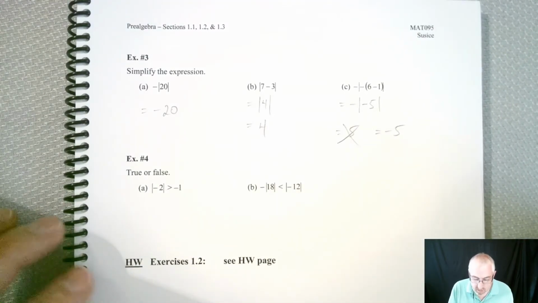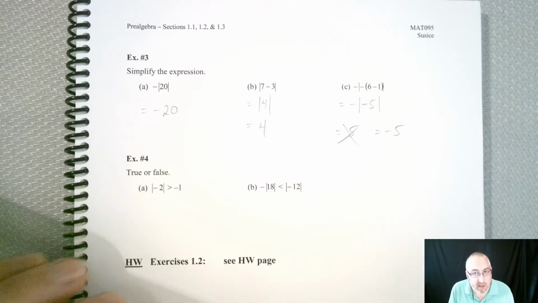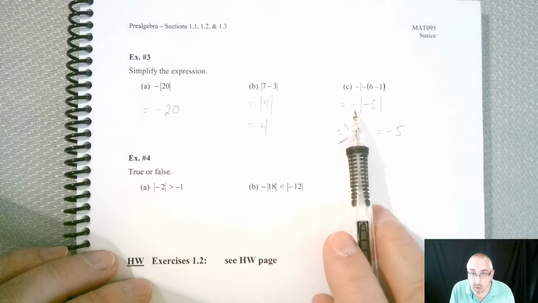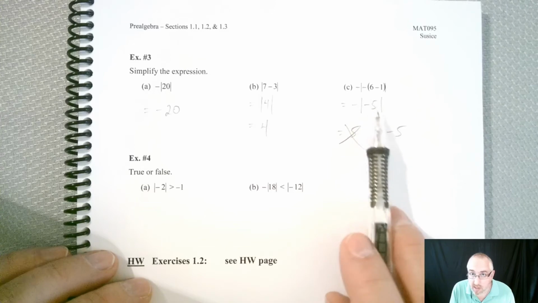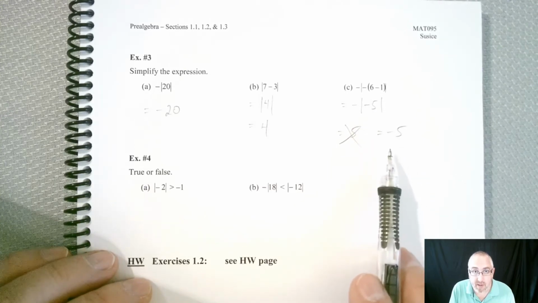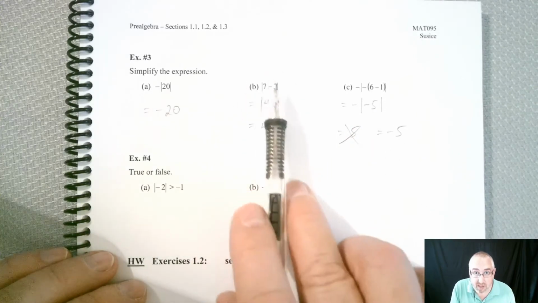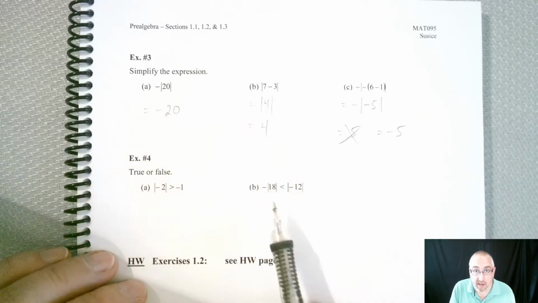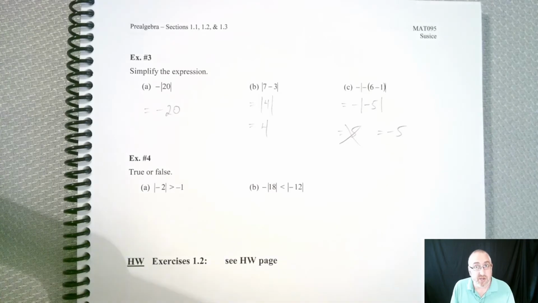Here's an easy way to think of it. If there's a negative on the outside, no matter what's going on the inside, it's going to have to be negative. If there's no negative on the outside, then it's going to have to be positive no matter what. So there's the trick to that.